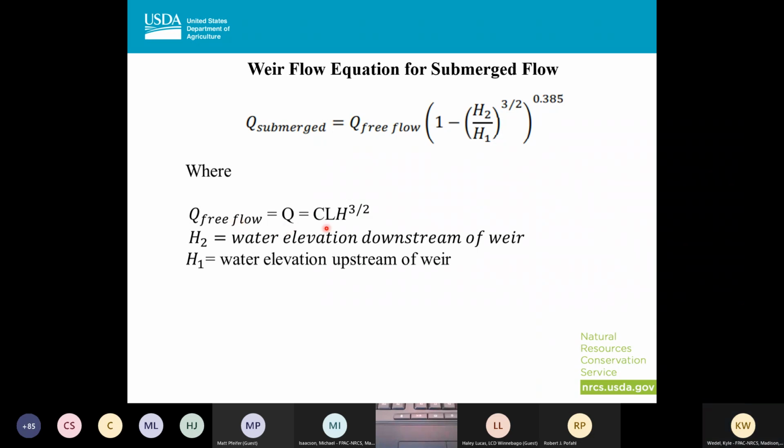Okay. So to figure out your submerged flow, you start with your free flow, which is again that C L H to the 3/2. And then you figure out your upstream and downstream elevations.